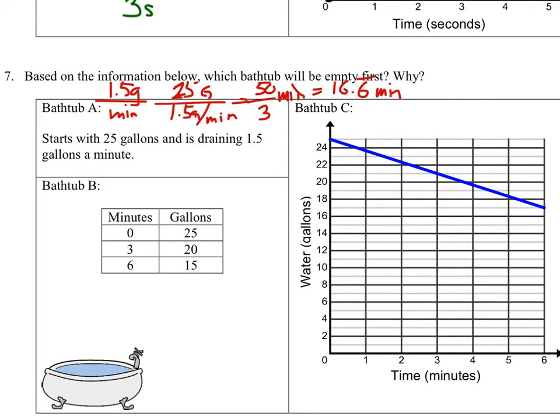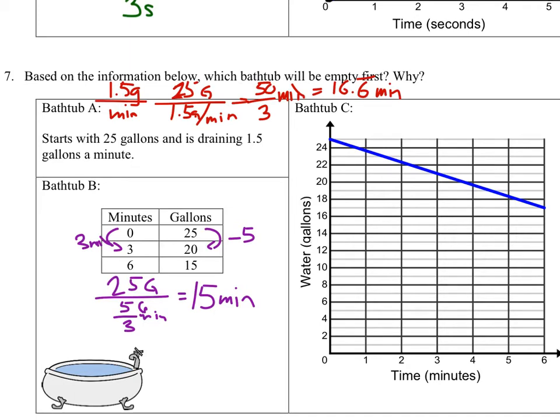Bathtub B also has 25 gallons, but we can see that it drained out 5 gallons in 3 minutes. So 5 gallons every 3 minutes. So again, 25 gallons divided by 5 gallons every 3 minutes. And then we should get, so this one will take 15 minutes to drain out.